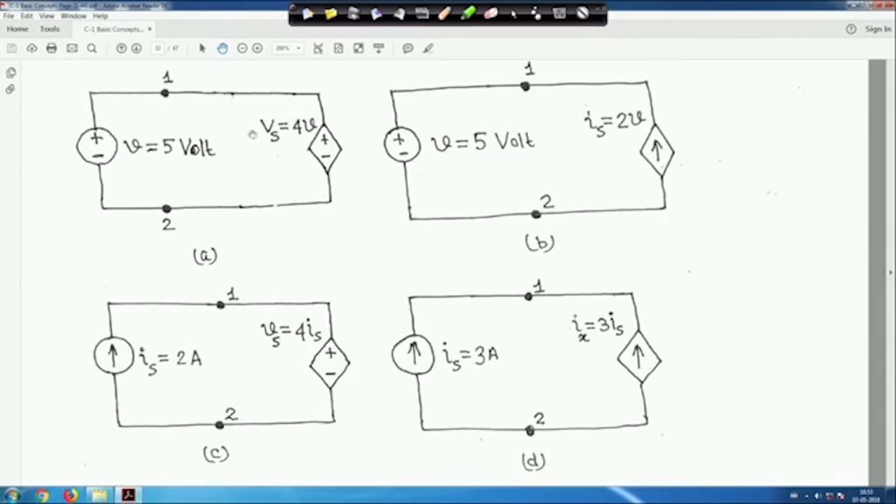So, this circuit is invalid, this one is invalid, and these two are valid circuits. B and C are valid circuit connections and A and D are invalid connections, right.